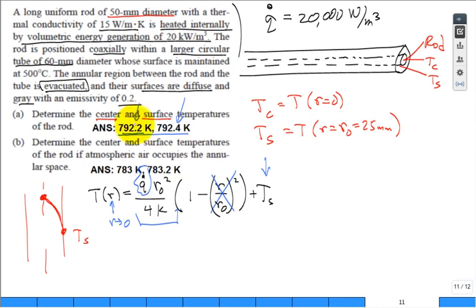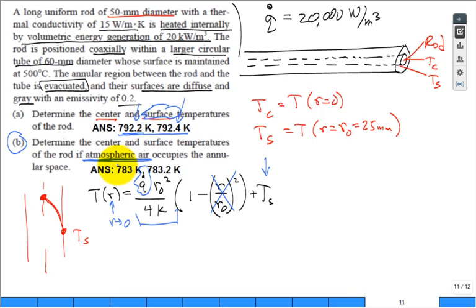Okay, but how do I get now the surface temperature of 792.2 Kelvin? I have to do that with radiation exchange. This is a two-surface enclosure, so it's a little easier on the equations. Let me do this in the interest of time because I see I have like 7 minutes left. Let's talk about part B. Determine the center and surface temperatures of the rod if atmospheric air occupies the annular space.